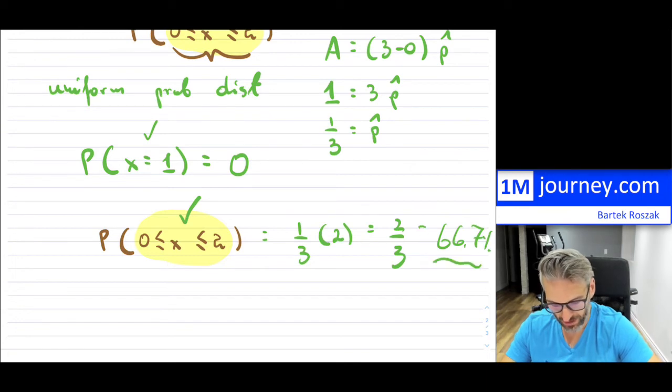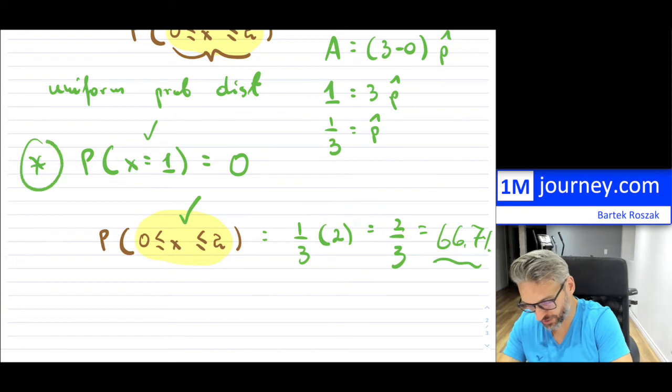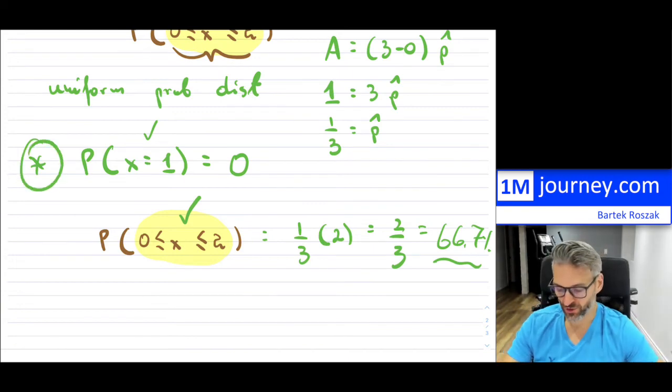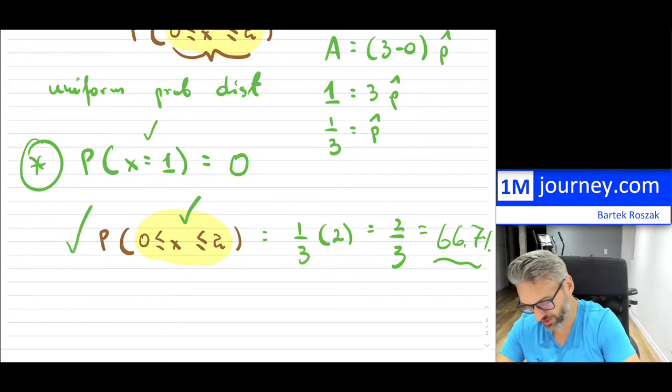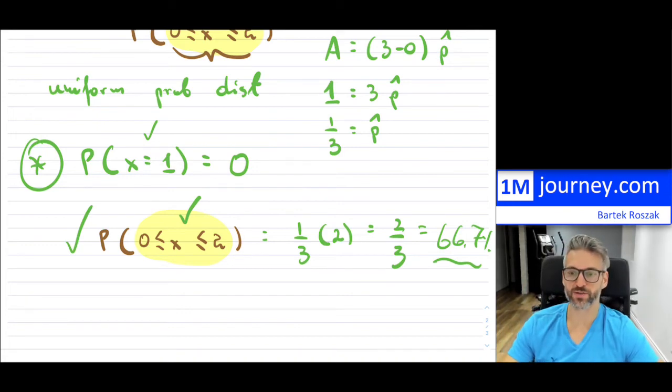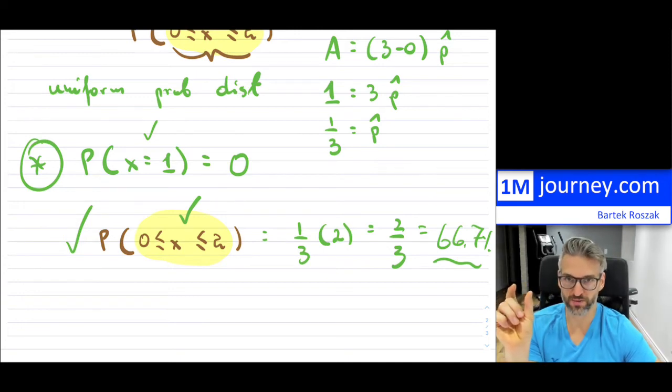That is approximately 66.7% probability. So you cannot talk in terms of continuous variables about the probability at one point, because mathematically that doesn't make sense. But we can certainly fall into a particular range, and we can make the range as small as possible.